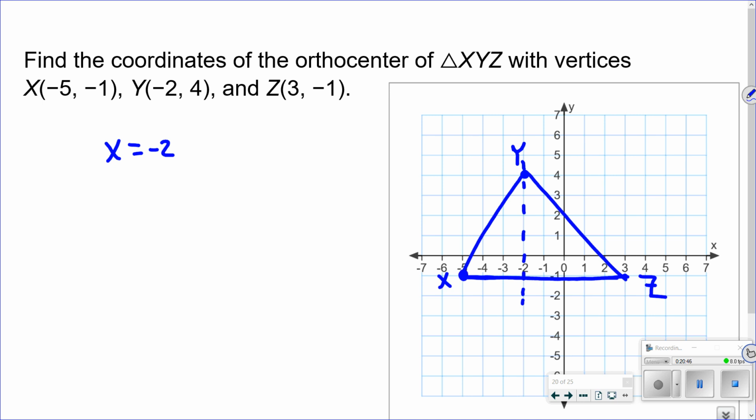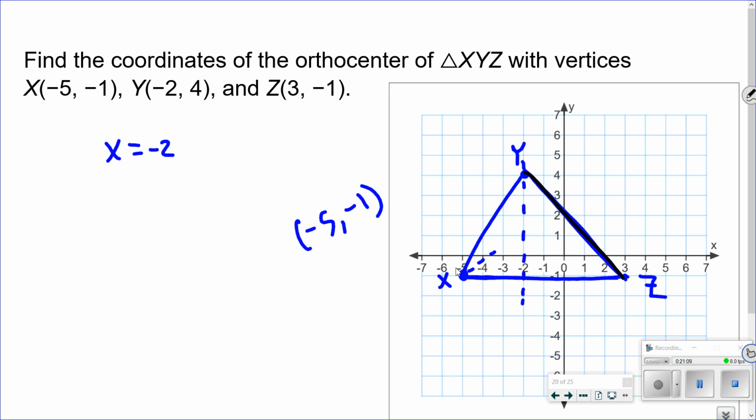So if I go, for example, from X over here, that points at -5, -1, and I want to draw the line that's perpendicular to this side over here. Let me outline that in black. I want to find the one that's perpendicular to that. The problem is that I need to know the slope to make it perpendicular, right? So let's find the slope.